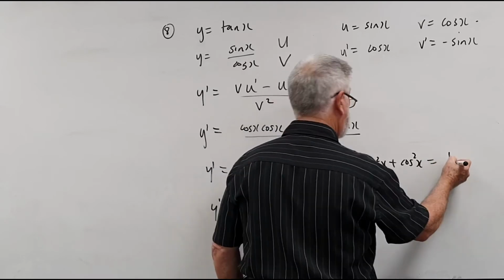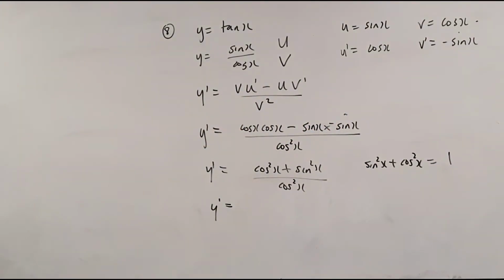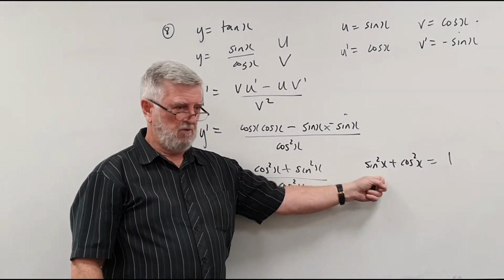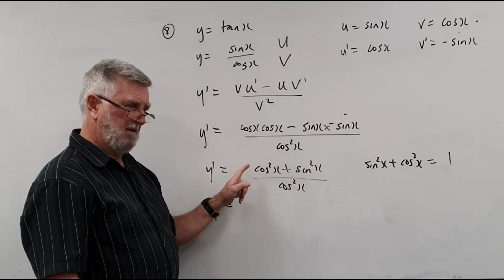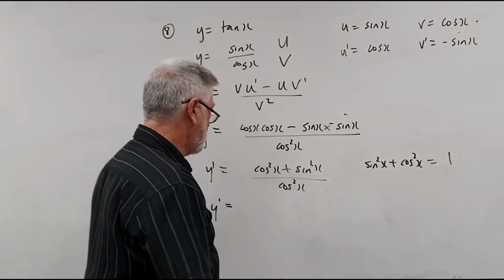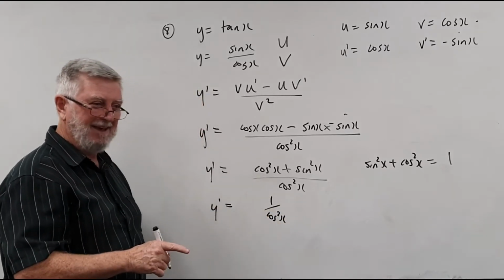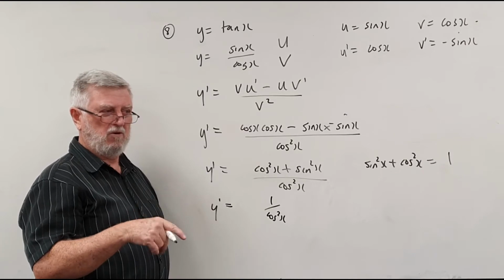The exam report said that a lot of students didn't write that down and they lost their mark. That was a couple of years ago, I can't remember which exam. Yep, you had to make that statement or you lost a mark. Even though it's really obvious that that's one, you have to make the statement. So that's 1 on cos squared x. So the derivative of tan x turns out to be 1 on cos squared x.